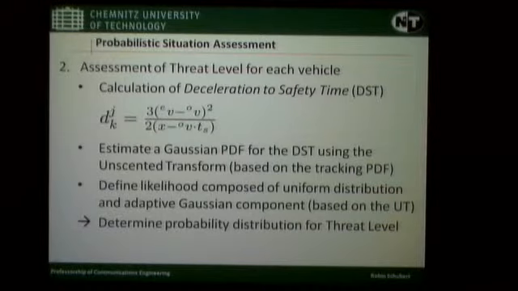Okay, the second question was, how can we decide if the vehicle is inside a safety margin or not? Actually, this works quite similar. We have to define a distance value. We have used here a value which is called deceleration to safety time. I don't want to describe that in detail. Just imagine it's some kind of distance measure. And also for that, we use the unscented transform to get a Gaussian PDF for this distance measure, and we define likelihood functions composed of a uniform distribution and Gaussian components to determine a probability distribution of that threat level.